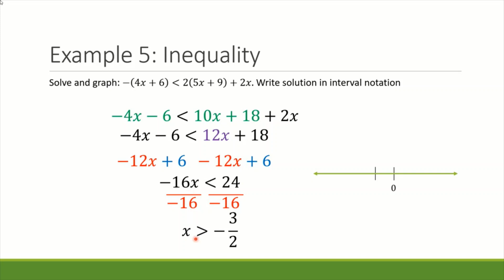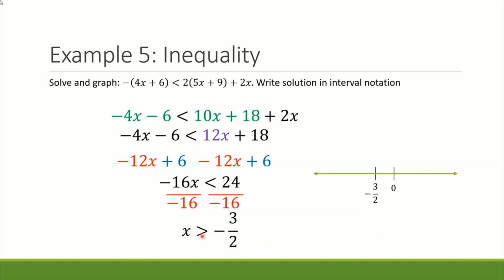And I get x greater than negative 3 over 2. Now the reason for that is because, remember, when you multiply or divide both sides by a negative, you have to flip the inequality sign. So it's x greater than negative 3 over 2. Put the negative 3 over 2 in there.